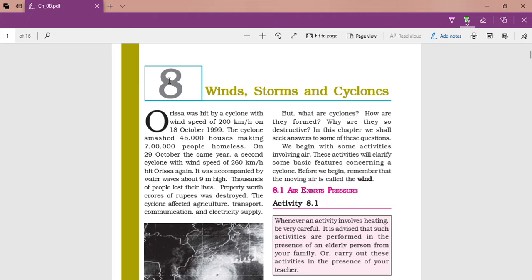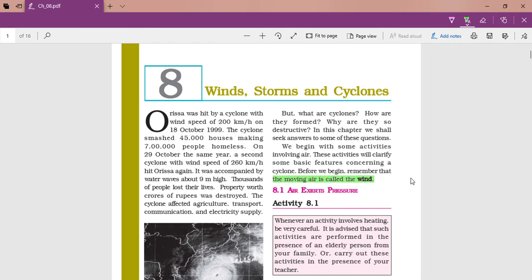Hello students, today we will start chapter 8, Winds, Storms and Cyclones, of class 7 science. In the previous classes you have studied about atmosphere. What is atmosphere? The layer of air surrounding the earth is called atmosphere. And what is wind? The moving air is called the wind, or we can say that when the air moves in a flow in a particular direction, it is called wind.